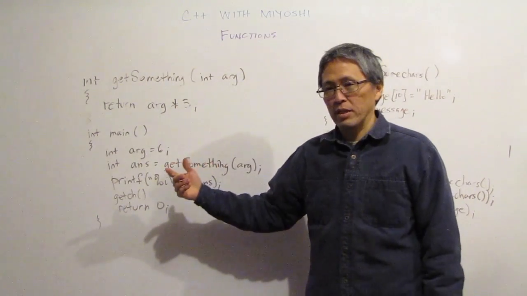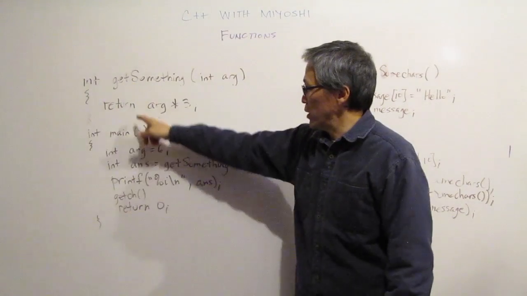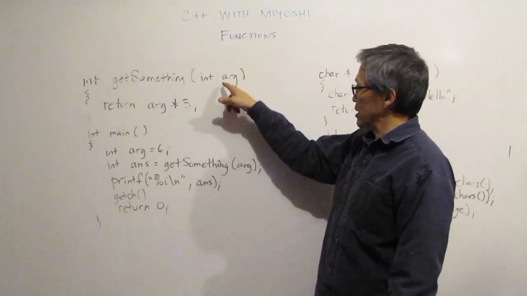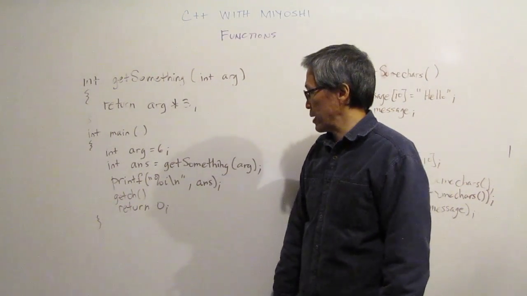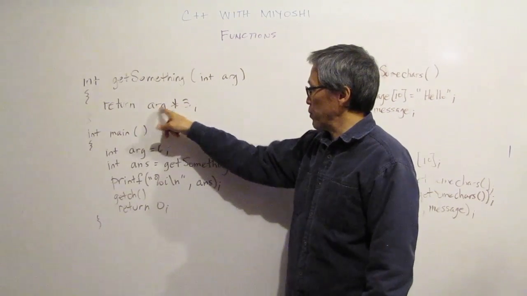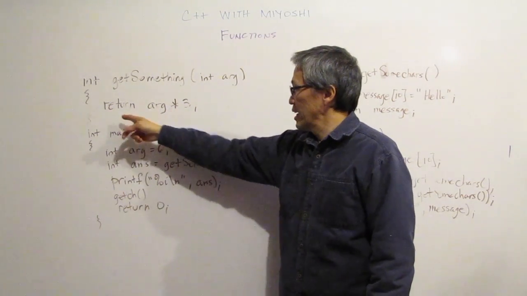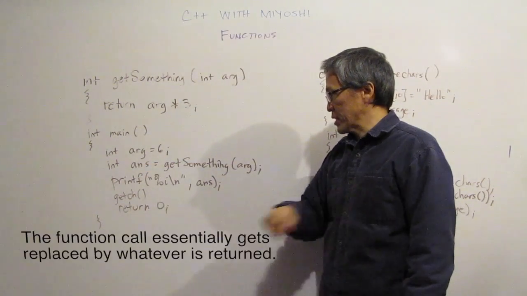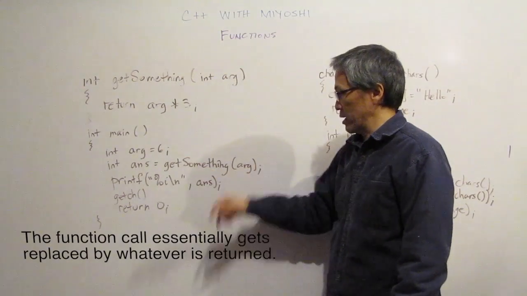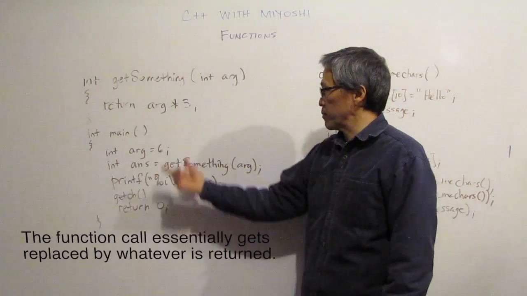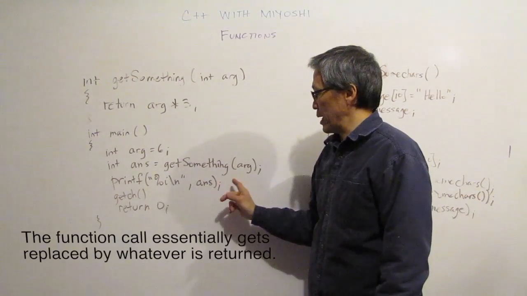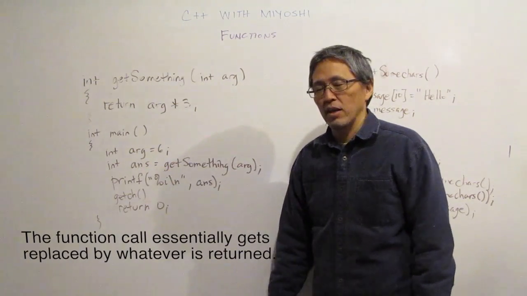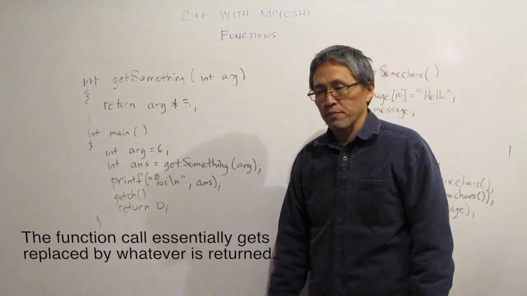Now, that's the key to return types, to understanding what that return does. What happens here is the arg goes from here, so it's 6, and it gets sent to my function getSomething. Then in getSomething, it's going to multiply that by 3, so now we have 18 going to get returned. So in the function call, the getSomething arg over here on the right gets replaced by arg times 3, which in this case would be 18. 6 times 3 is 18, so ants gets assigned the value 18, and that's what will get printed out here.